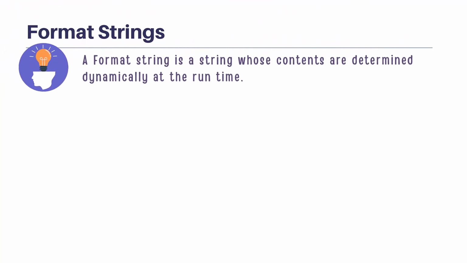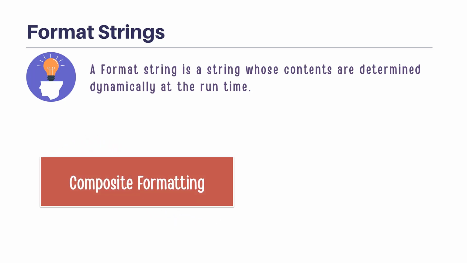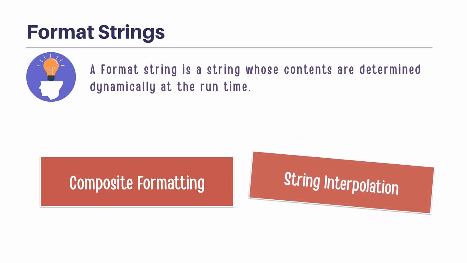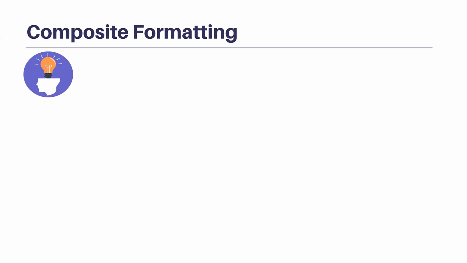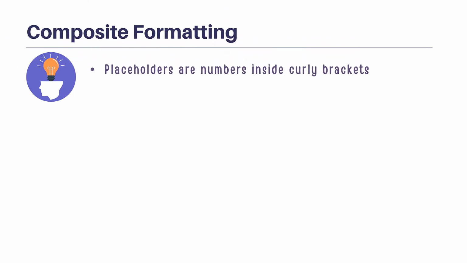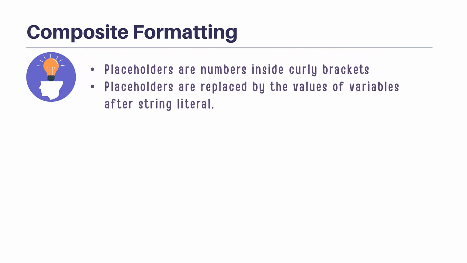String formatting is another frequently used string operation. A format string is a string whose contents are determined dynamically at runtime. There are two ways to perform string formatting: composite formatting and string interpolation. In composite formatting, a string literal can contain some placeholders. Each placeholder is basically a number specified within curly brackets. When the program is running, the placeholders are replaced by the actual values of the variables.